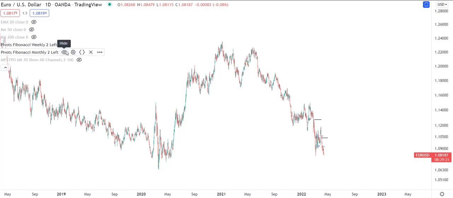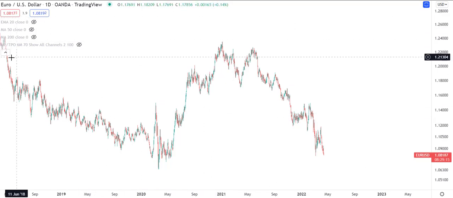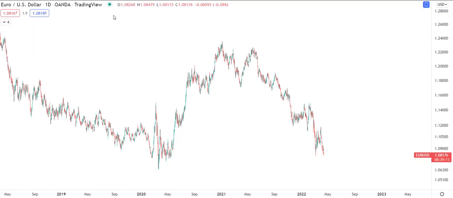Let me delete everything I have on this chart because we must start with a clean layout, and I will add the indicators again for you from scratch in order for you to see how it is done.